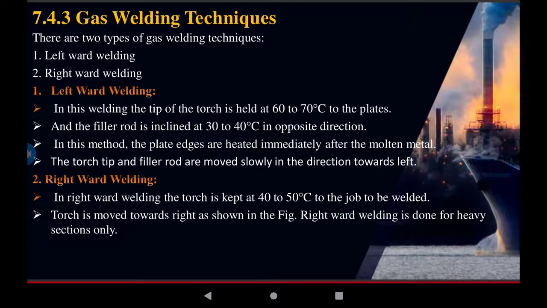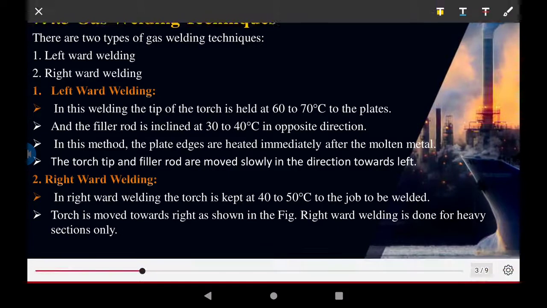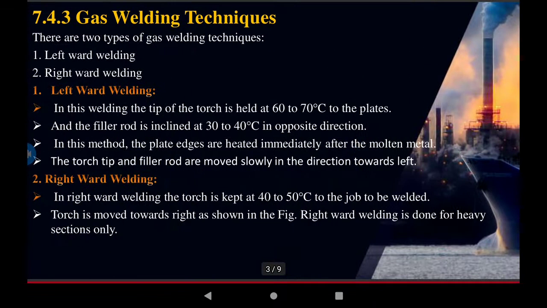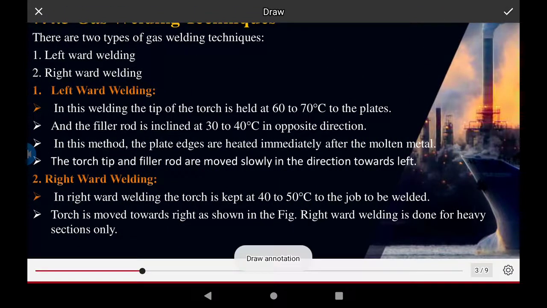The gas welding techniques. There are two types of gas welding techniques. Number one, leftward welding, and number two, rightward welding. Let us first look at leftward welding.